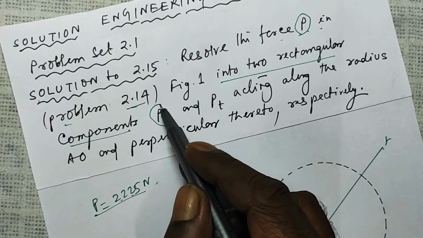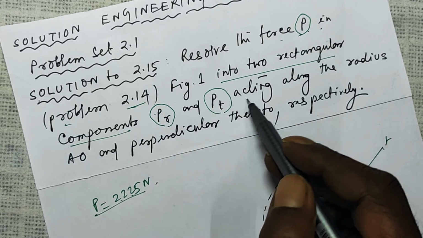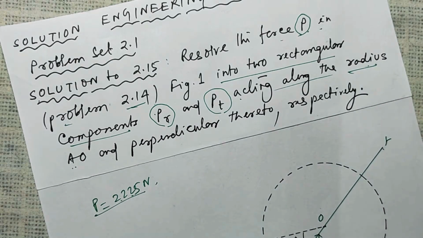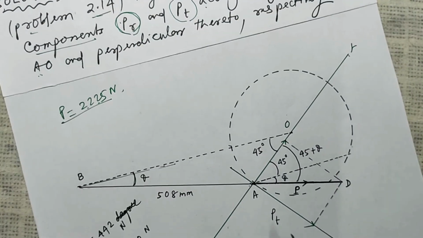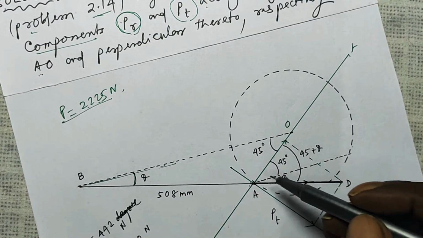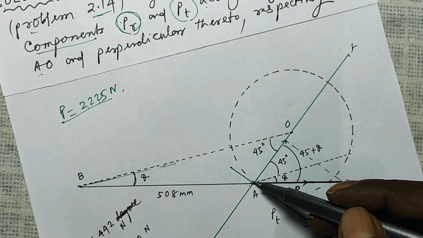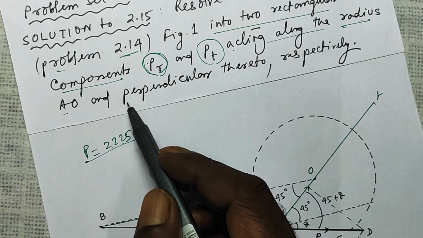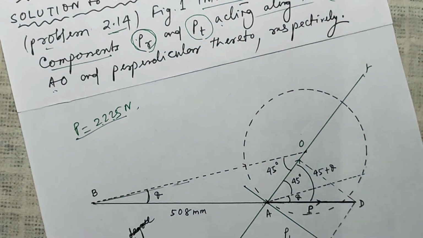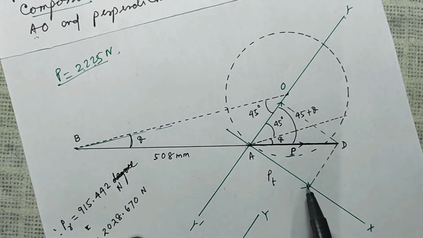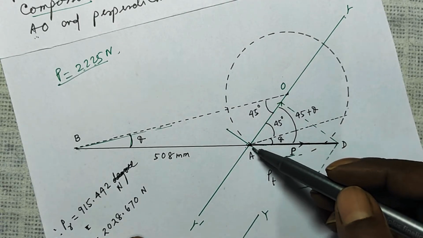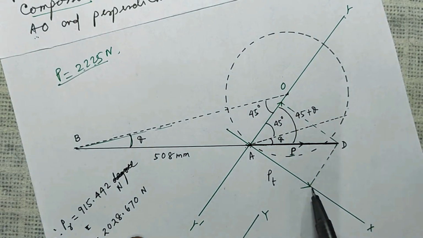A radial component and a tangential component, acting along the radius. When you resolve this force P at the point A, one component is acting along the radius, along AO, and the second one is perpendicular to it. Now we have to resolve this force along the radius and along the tangent, right?